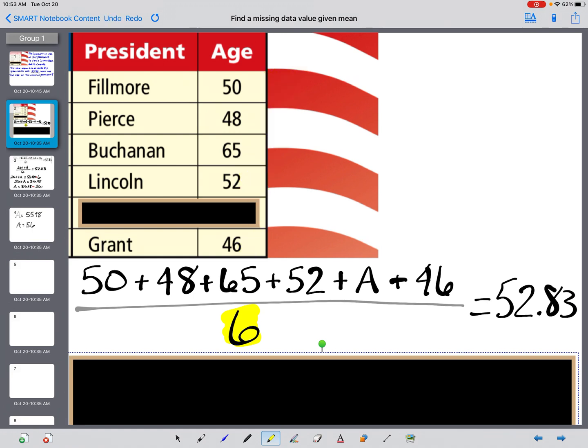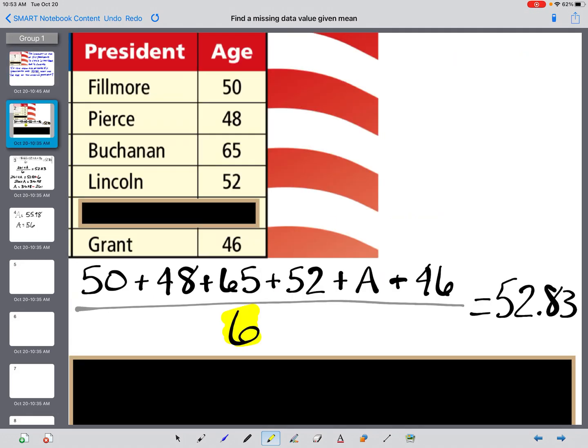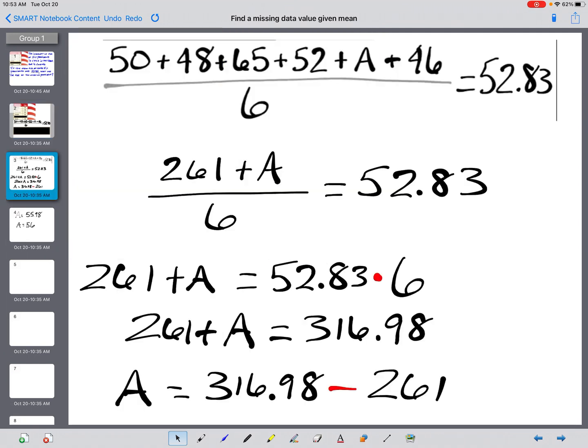Okay, and then after all that division and addition is done, we have to show that the mean age was 52.83, and that was given in the passage. We were told that the mean age was 52.83. So that's step one, just setting all of that up. So let's move on to step 2.